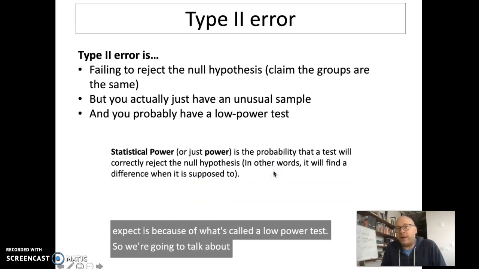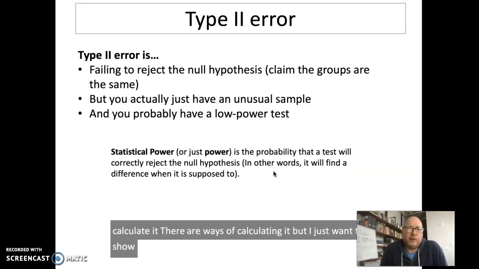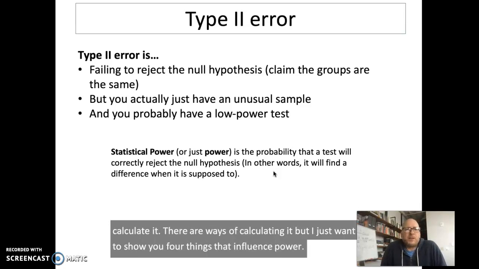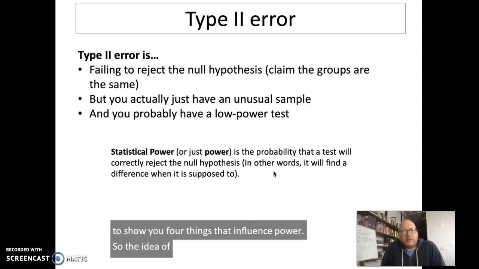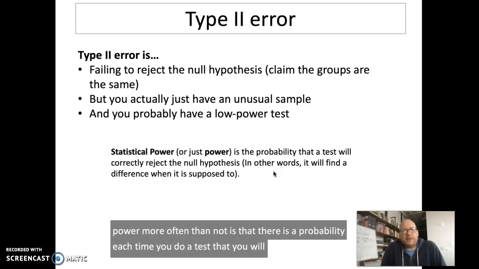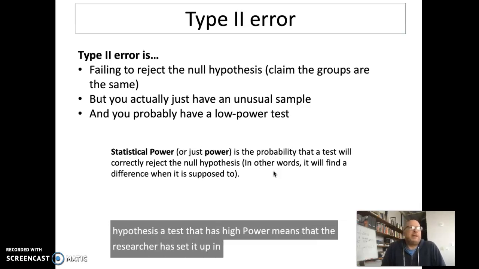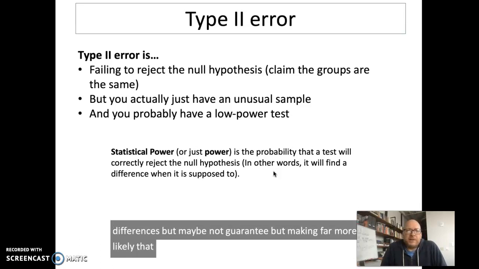We're not going to calculate it. There are ways of calculating it. But I just want to show you 4 things that influence power. So the idea of statistical power, which I'll probably just say power more often than not, is that there's a probability each time you do a test that you will correctly reject the null hypothesis. A test that has high power means that the researcher has set it up in a way to guarantee finding differences. Well, maybe not guarantee, but making it far more likely that you will find the differences that you expect.